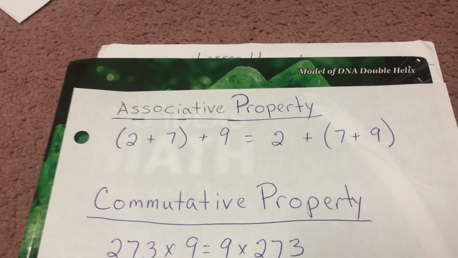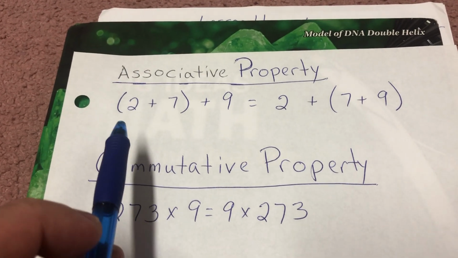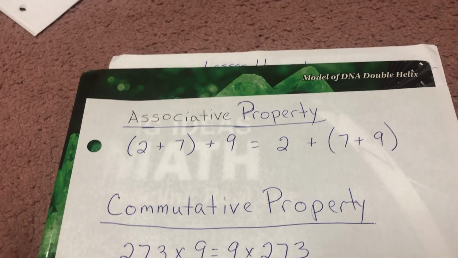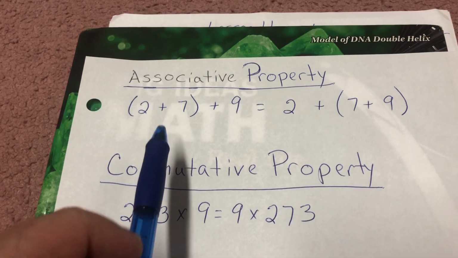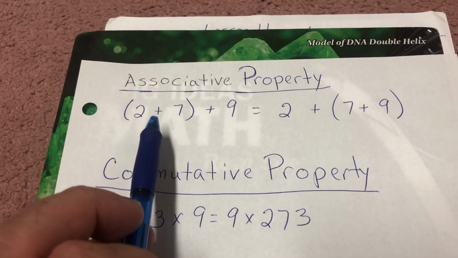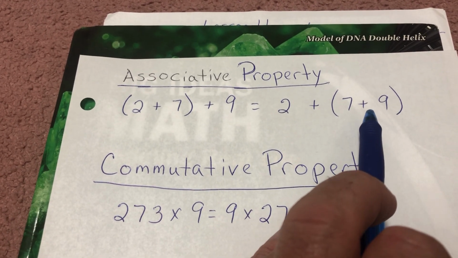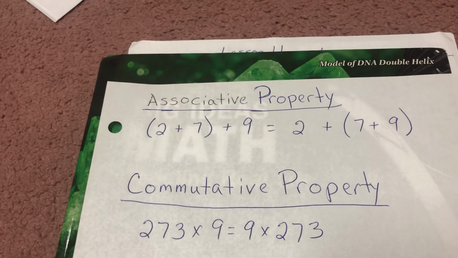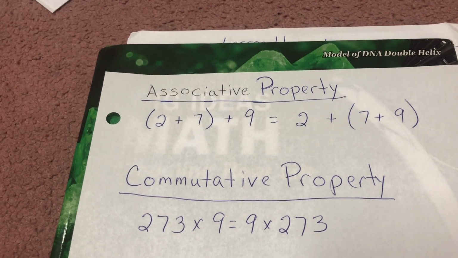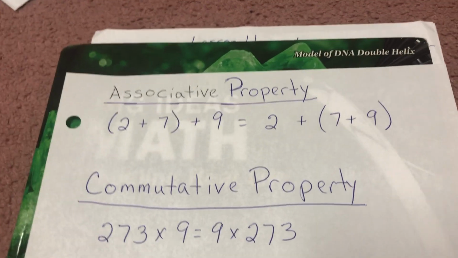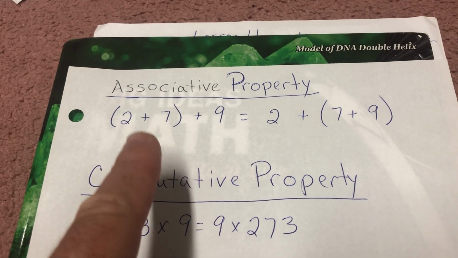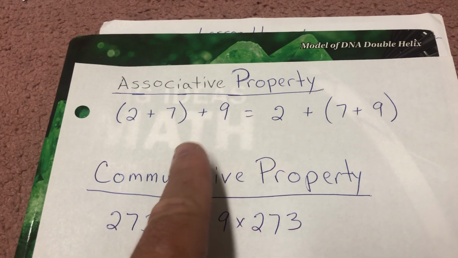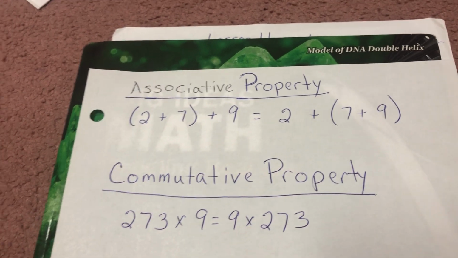Okay? And the associative property basically says, if we think about PEMDAS and the order of operations, we complete the operations inside the parentheses first. And what the associative property means basically is that it doesn't matter where you put the parentheses, the two problems are going to equal the same thing.